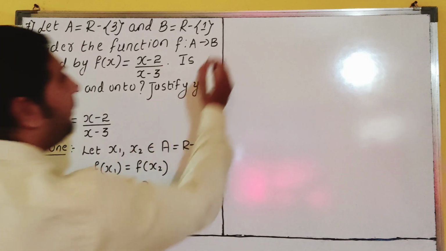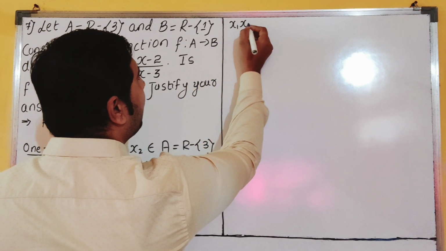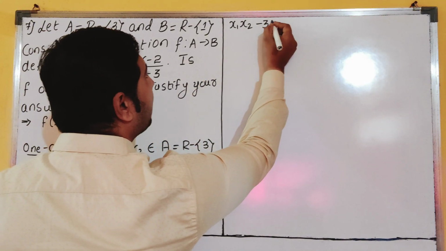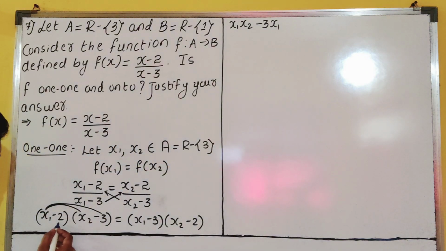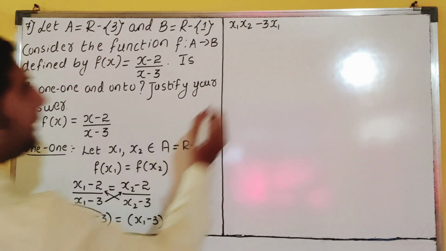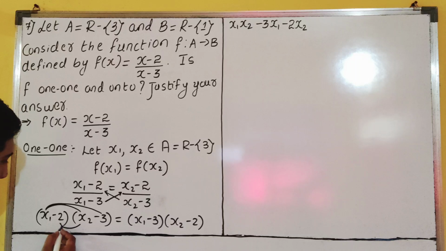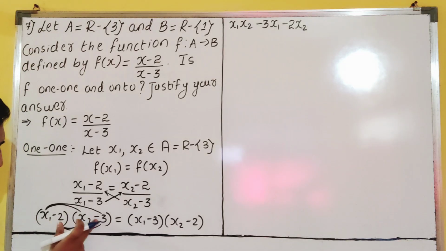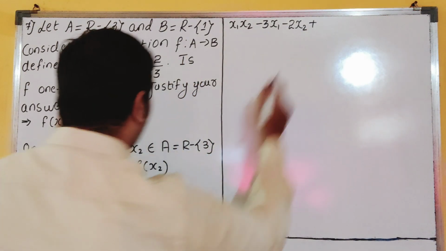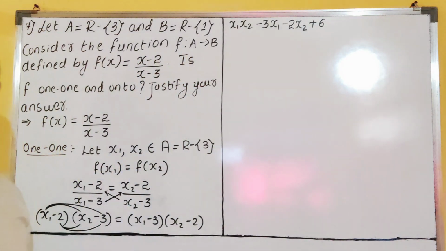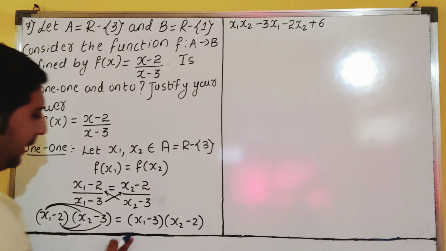So you multiply this one. x1 into x2, we can write x1x2. Now see, x1 into minus 3 is minus 3x1. Minus 2 into x2 is minus 2x2. Now minus 2 into minus 3: minus into minus is plus, 2 threes are 6. Will you agree, everyone? Simplification.